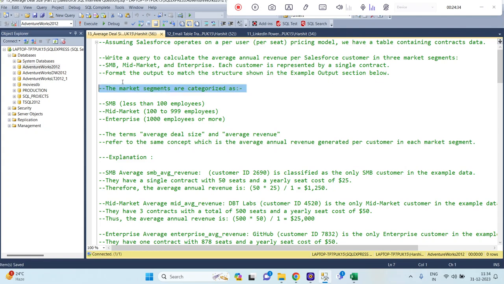The market segments are categorized as follows. When there are less than 100 employees, we say it is the SMB market segment. When there are 100 to 999 employees, we say mid market segment. And when there are greater than or equal to 1000, then enterprise market segment. The terms average deal size and average revenue refer to the same concept, which is average annual revenue generated per customer in each market segment.